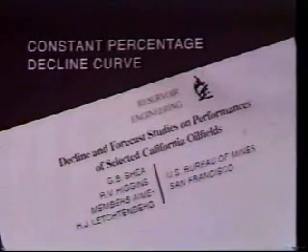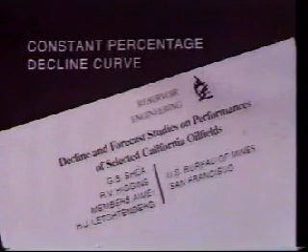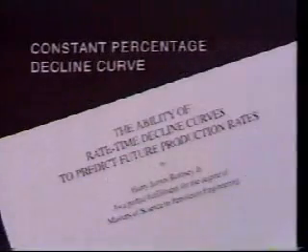Shea, Higgins, and Lechtenberg in 1964 reported on their review of 347 California reservoirs. In cases where they could take a 5-year production history, extrapolate the decline curve for an additional 5 years, and then compare the prediction with what actually took place, they found that the constant percentage decline curve was most accurate.